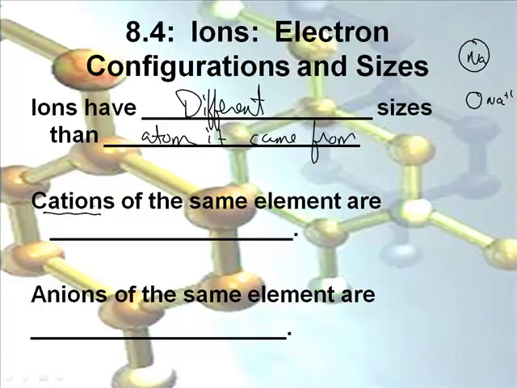Cations are ions with a positive charge. Cations of the same element are smaller, because there's more positives in the nucleus than there are negatives outside, so it pulls them in. And anions of the same element are larger, because in this case there's more negatives on the outside than there is positive in the nucleus, so they're spread out further.